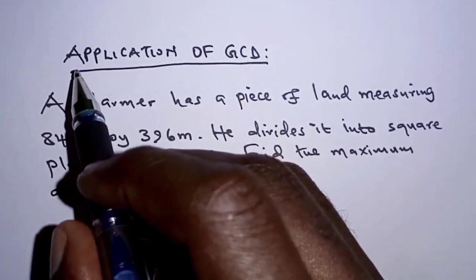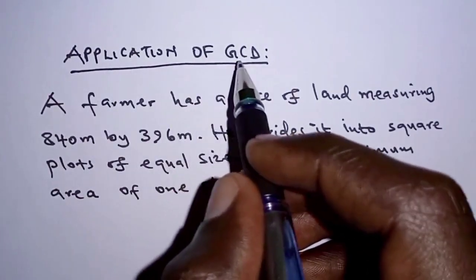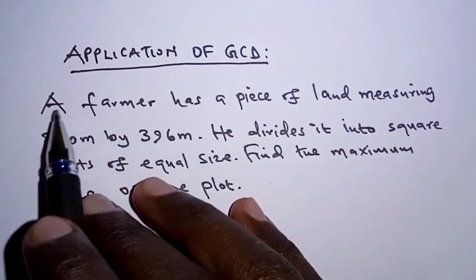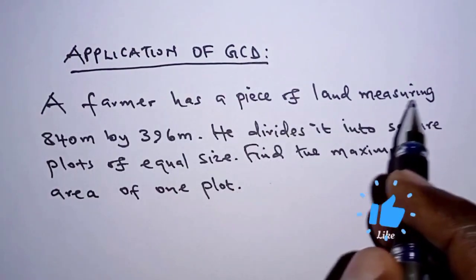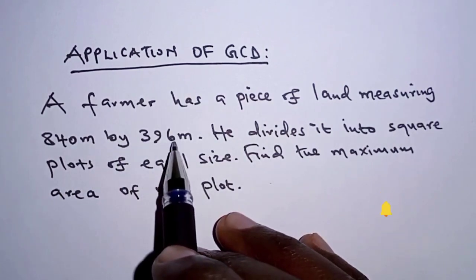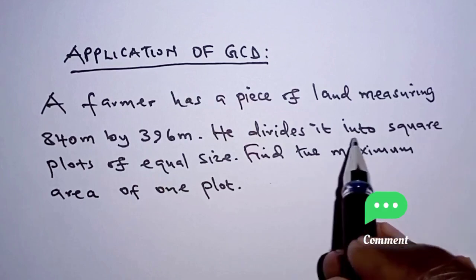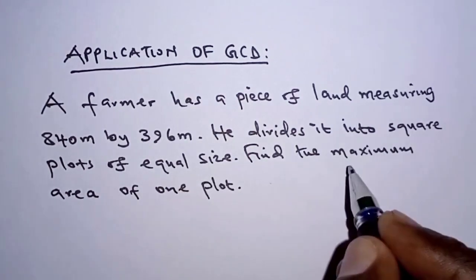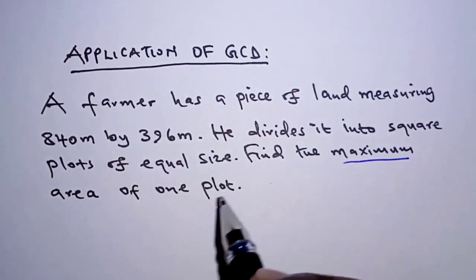The question today is about the application of GCD, that is the greatest common divisor. A farmer has a piece of land measuring 840 meters by 396 meters. He divides it into square plots of equal size. Find the maximum area of one plot.